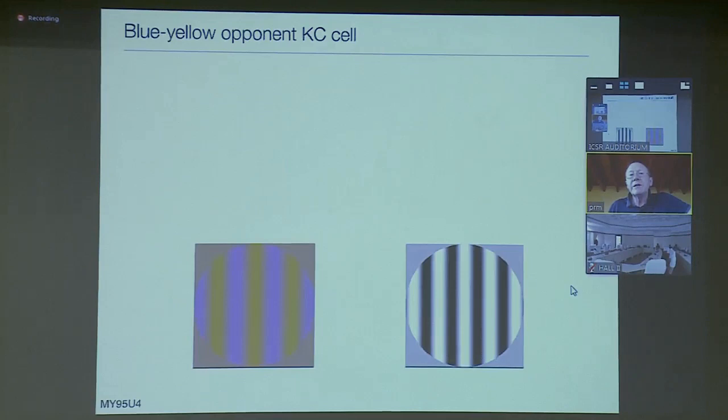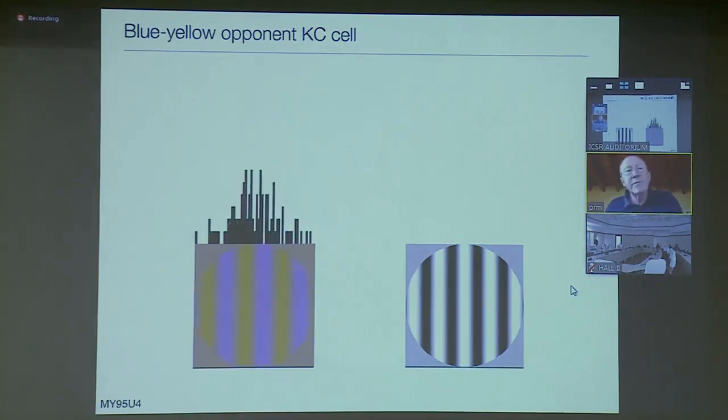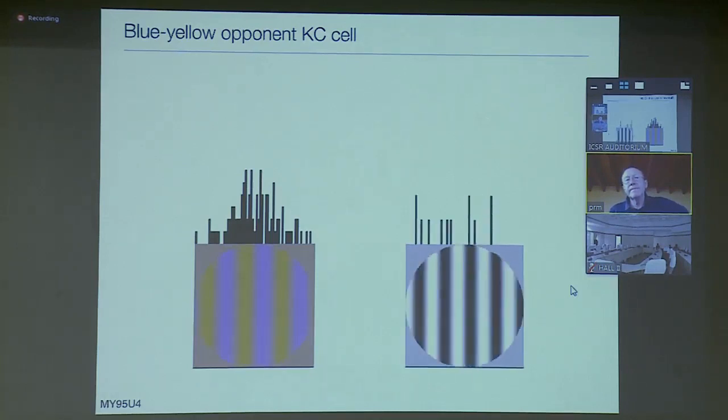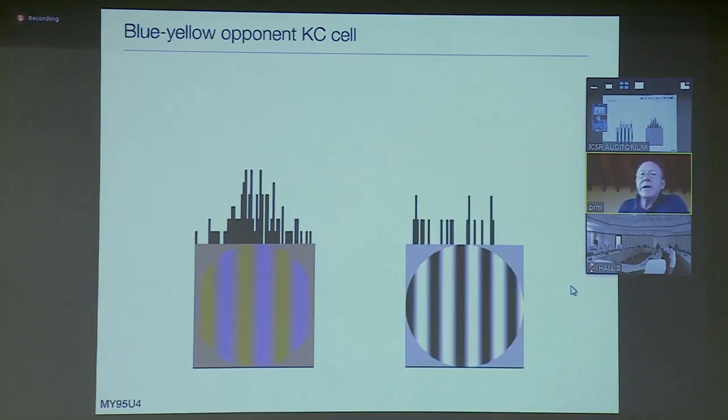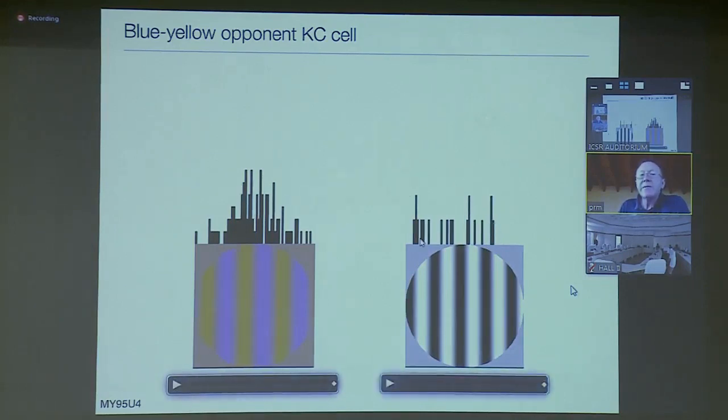Here, by contrast, is a blue-yellow cell. This is our special grating, which modulates only the shortwave cones, and you can see the cell loves it. Look now at this cell's response to brightness contrast. Here we see very little response. In other words, if you were the brain, you could tell there was something in the shortwave part of the spectrum, but this cell itself is rather insensitive to brightness changes. So it really is color. It's not only color sensitive, it's also color selective.